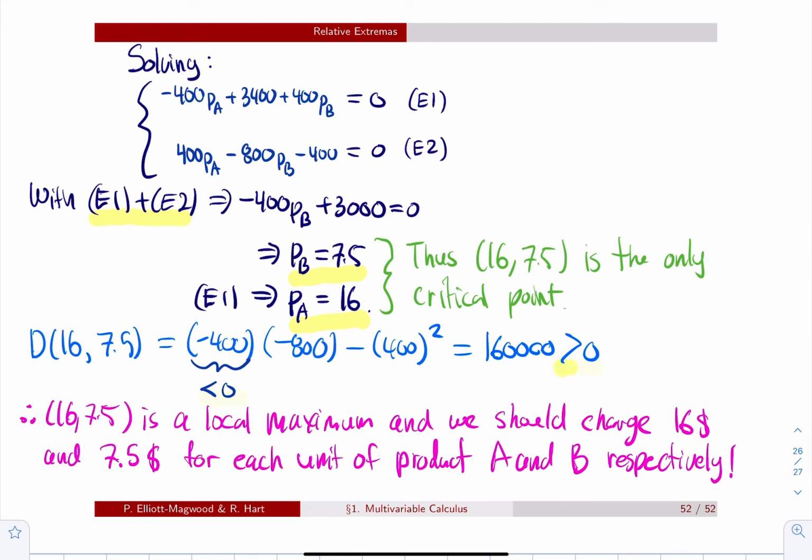because the D number is positive and that first second partial derivative is negative, you combine these two things to say that (16, 7.5) is a local maximum. So we should charge $16. That should be the asking price for product A, and we should charge $7.5 for product B. That's the asking price for the second product, and this will maximize our profit.